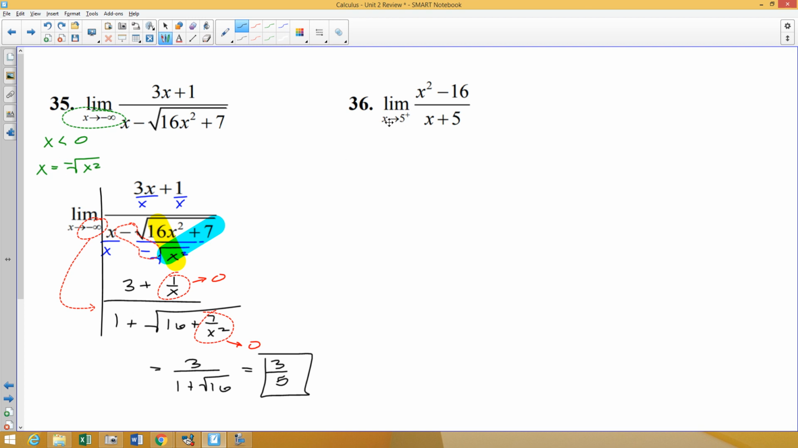36 looks weird because x is approaching 5 from the right, but with every limit, you always just plug in your number. And even though it is coming from the right, when I plug in 5 for x, I get 25 minus 16, which is 9, and 5 plus 5 is 10, and that's your answer. Nothing tricky about that one. Please do not plug in 5.1. We just need to plug in 5, and we don't get any problems with it.